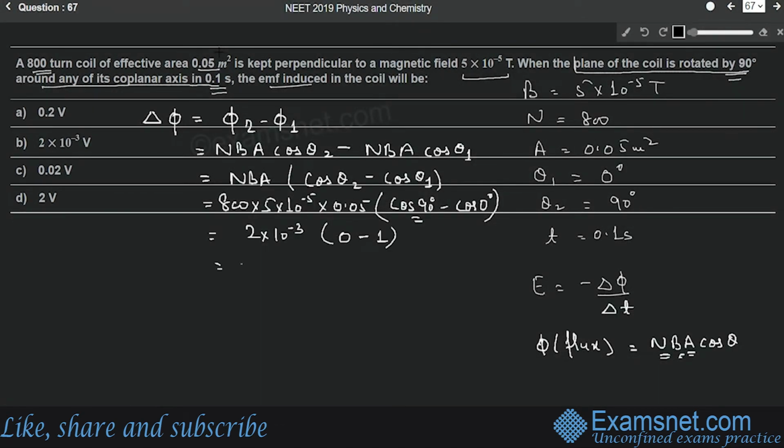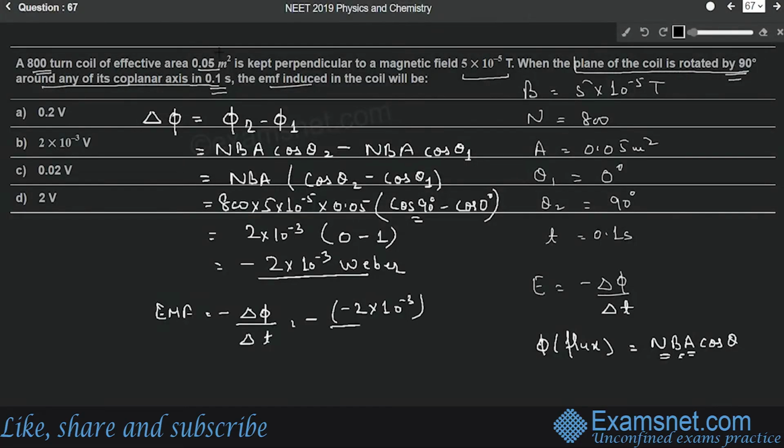So it will be minus 2 into 10 to the power minus 3, and the unit will be Weber, right? Now we have got the delta phi, so we can find out the EMF also. EMF is equal to minus delta phi by delta t. That means minus delta phi is minus 2 into 10 to the power minus 3 Weber divided by delta t.